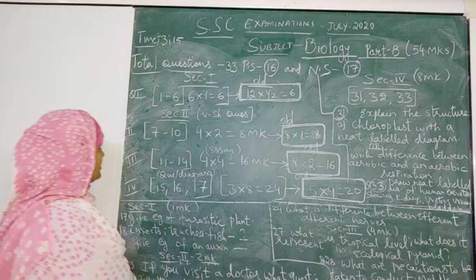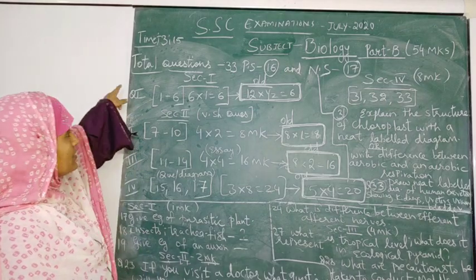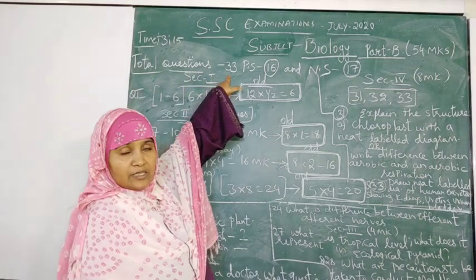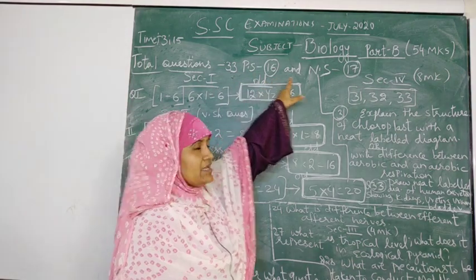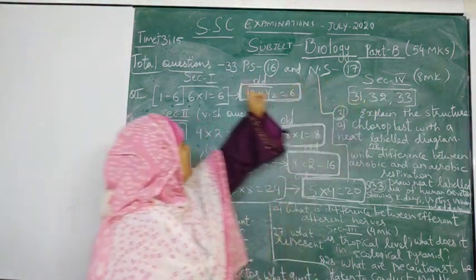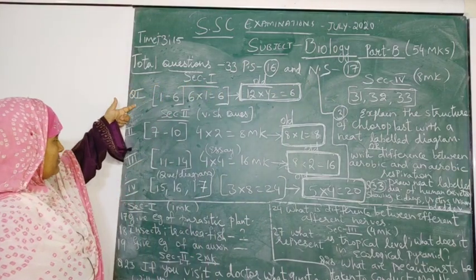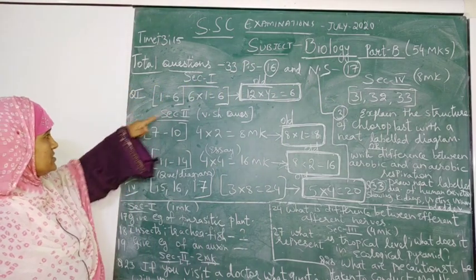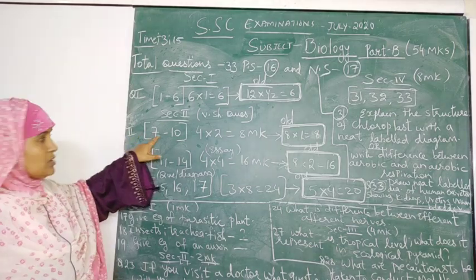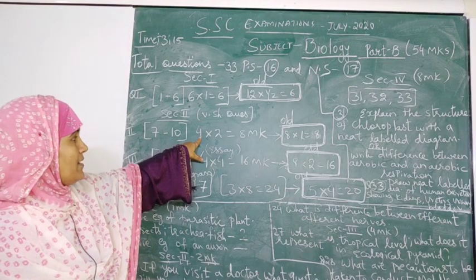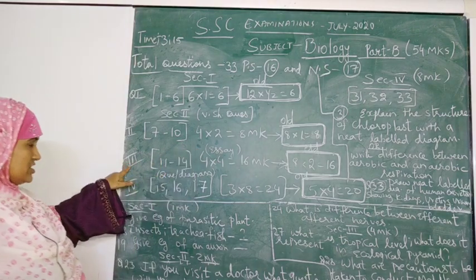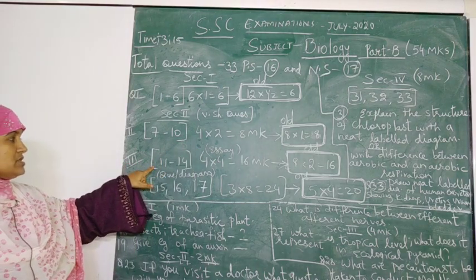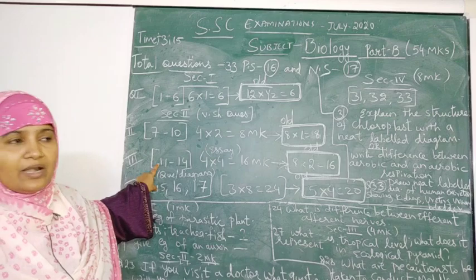So now once again I will go through the pattern. Total number of questions in PS and NS will be 33 questions. In PS there will be 16 questions and in NS there are 17 questions. And section 1 consists of 6 questions, that is 1 to 6, and section 2 consists of 7 to 10, that is 2 marks questions. That will be 2 marks each. And in section 3 this is also 4 marks questions. That means we are having more elaborate questions.